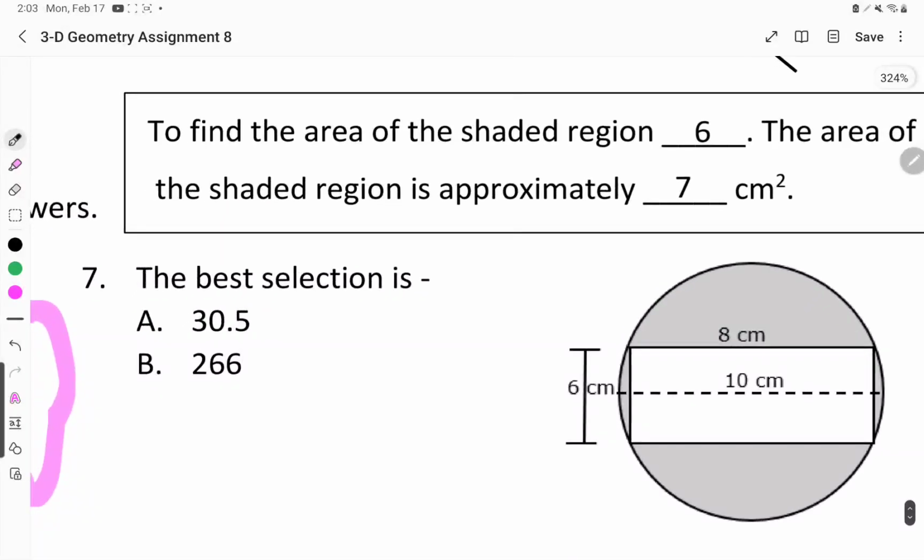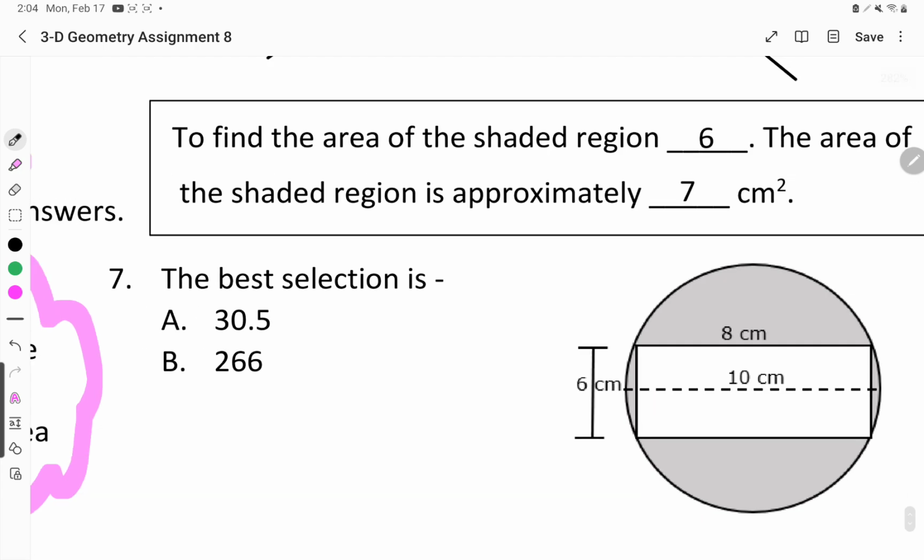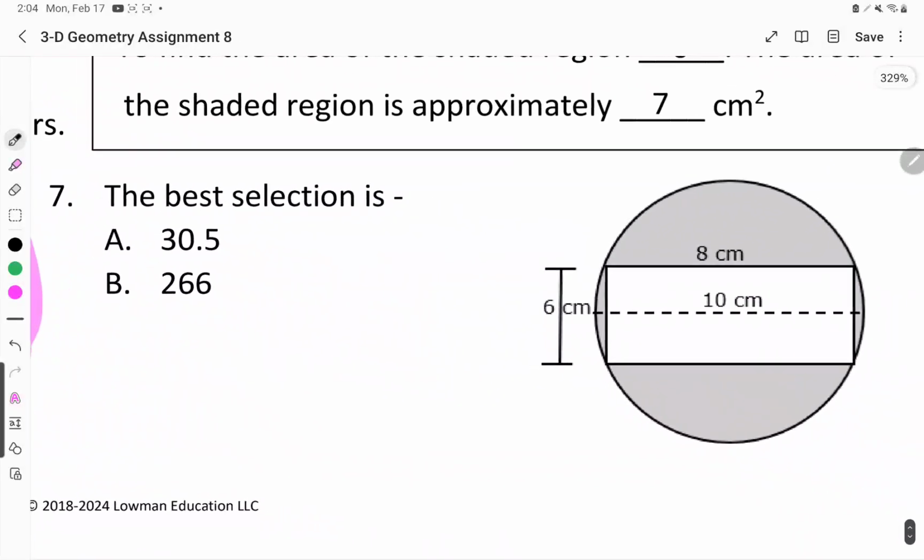Then this one says the best selection is what number? So what that is looking for from us is for us to answer the actual question. What is the area of the shaded region? So I'm going to go through and I'm going to say, okay, first I'm going to find the area of the rectangle. Why? Because that's easier. So rectangles have an area formula of what? Base times height.